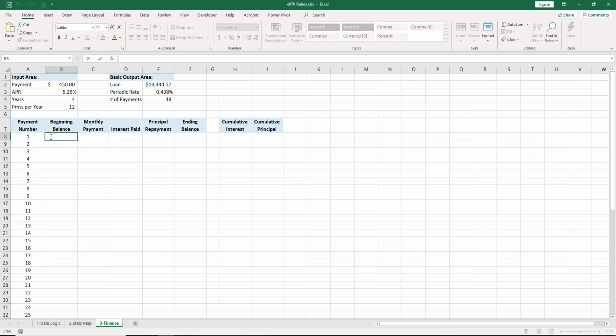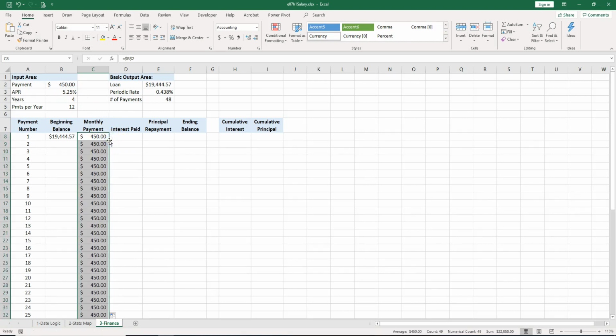Let's fill in the loan amortization table. We're going to start at the beginning balance. So at the very beginning, we need to pay off the entire amount. So I'm going to link to the loan amount. What is the monthly payment? The monthly payment stays the same and is in B2. I'm going to push F4 to lock B2, and then we can simply fill it down.